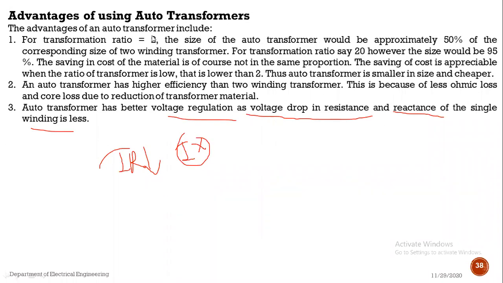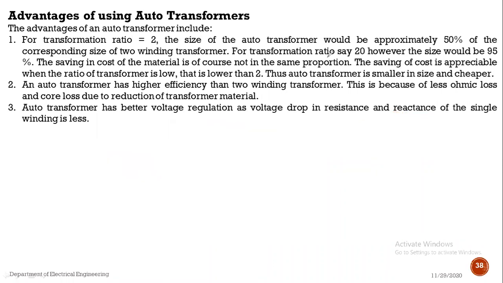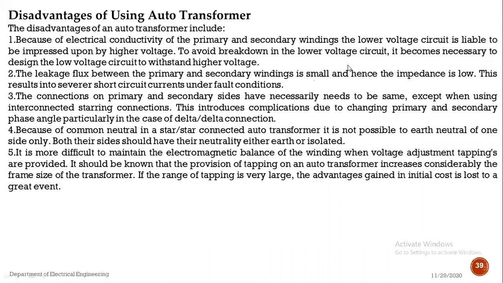Also there are some disadvantages of the auto transformer. Auto transformer चे काही disadvantages आहेत. We will discuss those disadvantages. The first disadvantage is that because of electrical conductivity in the primary and secondary winding, the lower voltage circuit is liable to be impressed upon by the higher voltage.